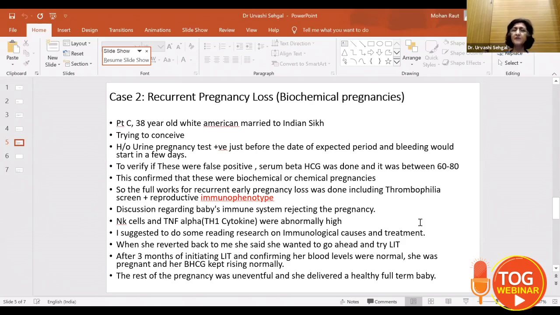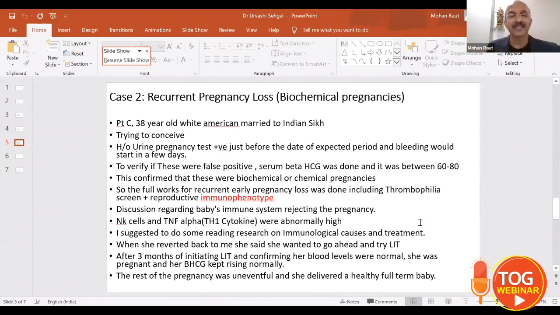And after 3 months of initiating LIT, her tests were done again, the NK cells and the TNF, and those levels were normal, and then she was asked to start planning. And again, of course, she used to get pregnant very easily. Her pregnancy test was positive, her beta HCG was positive, it kept doubling, and all her ultrasounds were fine. She had a good pregnancy and gave birth to a normal, full-term, healthy baby.